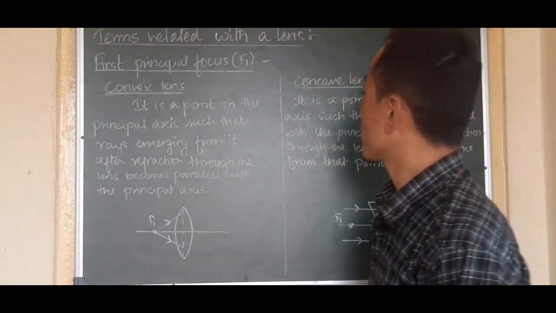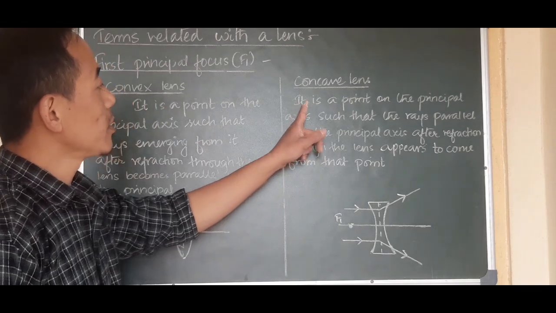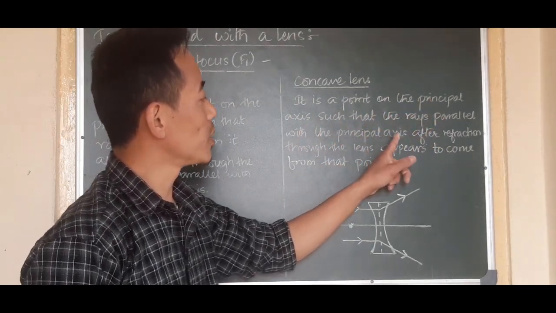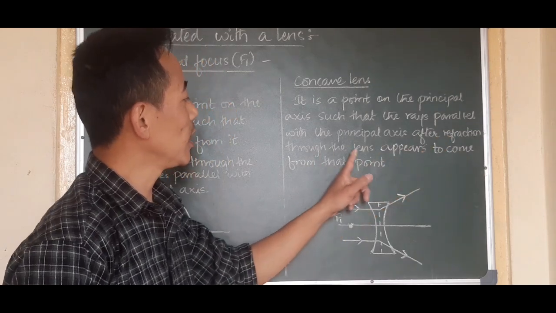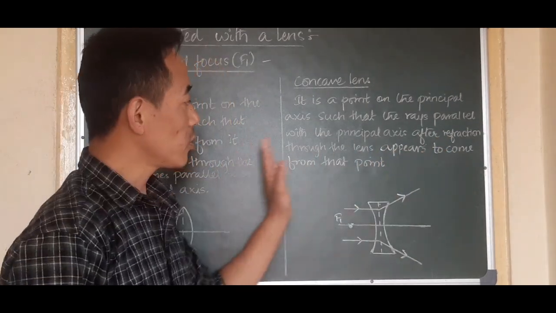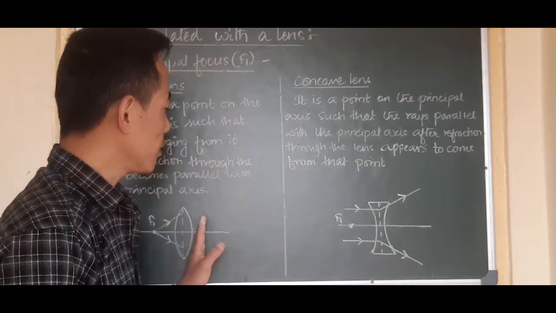But the same thing for a concave lens will be, it is a point on the principal axis such that rays parallel with the principal axis, after refraction through the lens, appear to come from that point. So the definition is slightly different. Let's understand it in this diagram.